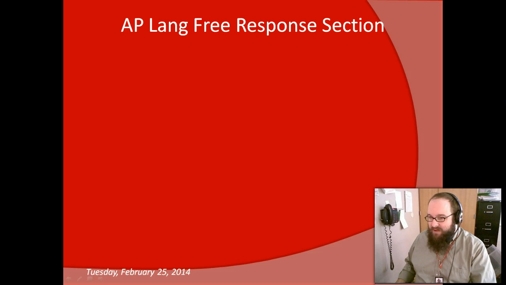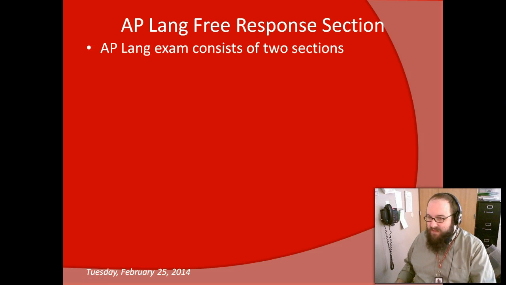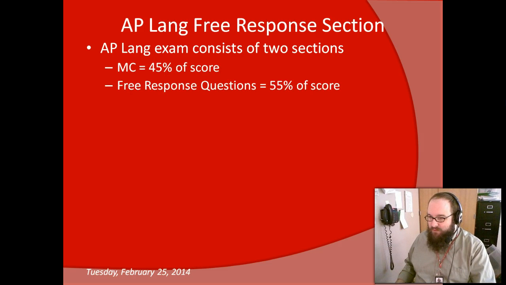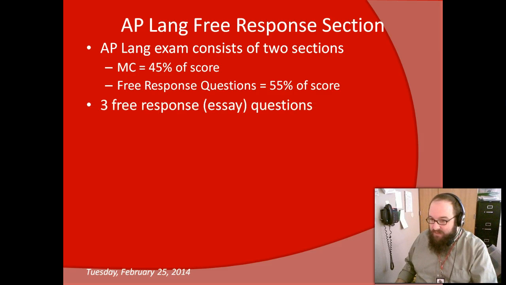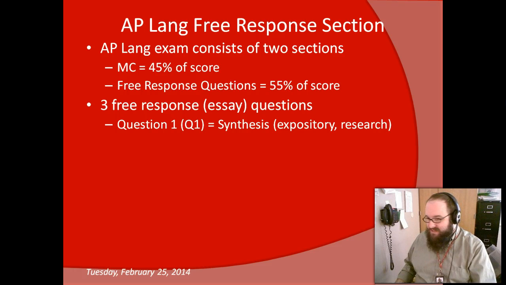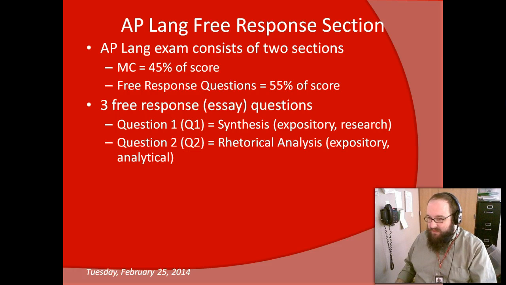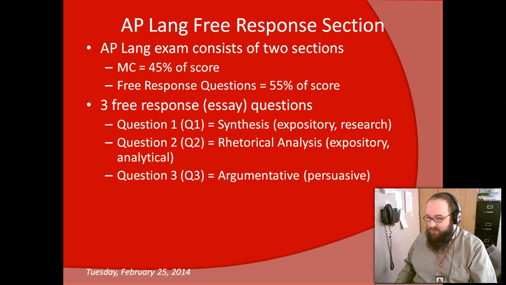So let's get a reminder about the AP Lang free response section. The AP Lang exam consists of two sections: a multiple choice section worth 45% of the score and a free response section worth 55% of the score. There are three free response or essay questions. The Q1 is the synthesis essay. The Q2 we've studied, the rhetorical analysis essay, and then finally the Q3 we're talking about here, the argumentative or persuasive essay.